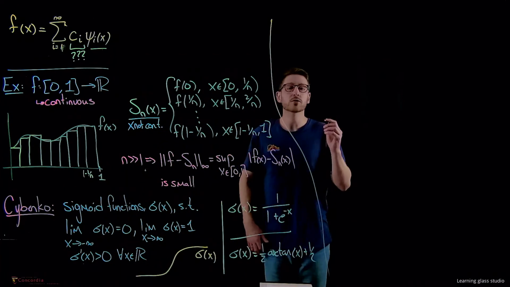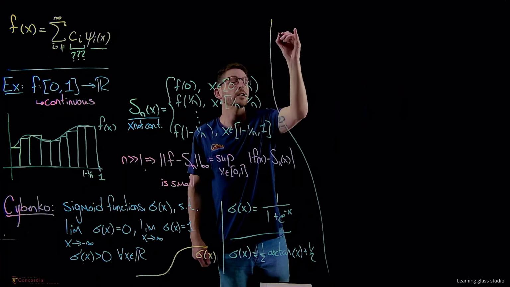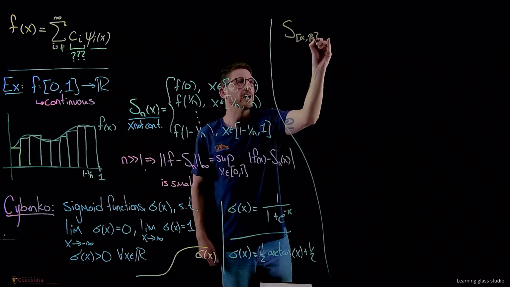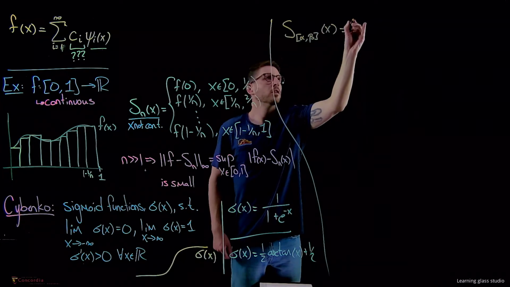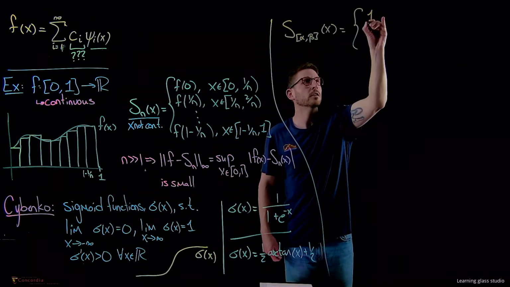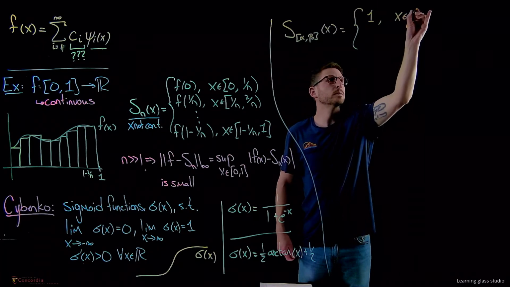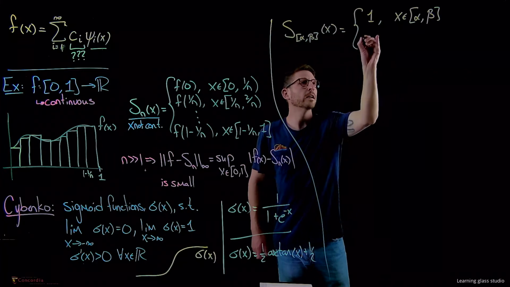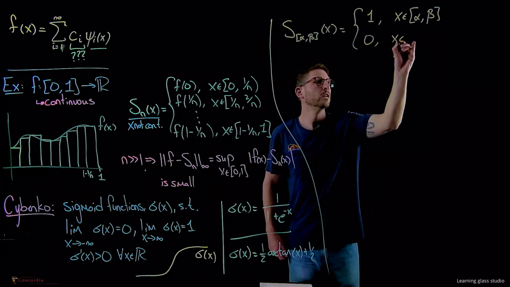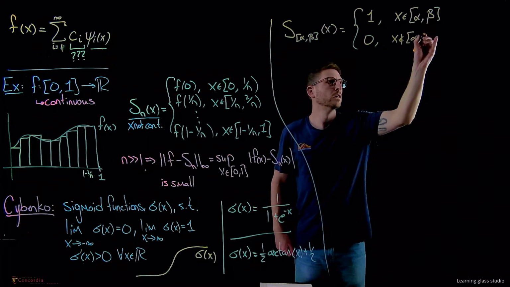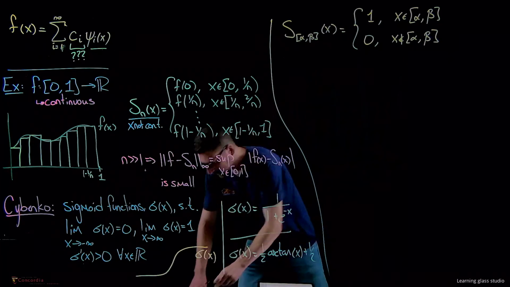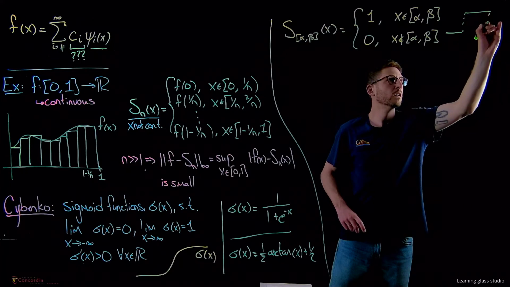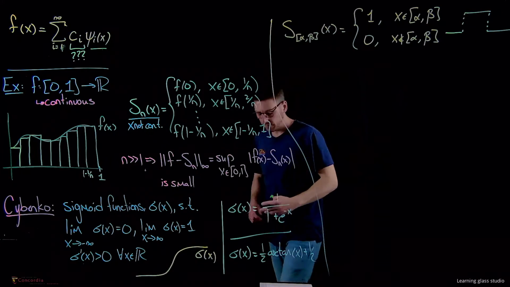And here's what I want to do. I'm going to take an arbitrary step function. So let's consider my step function on an interval, alpha to beta. This is just a little indicator function. So if x is between alpha and beta, it's equal to 1. And if x is outside, then it's equal to 0. All this thing is a little top hat. That's it. Nothing fancy, okay?